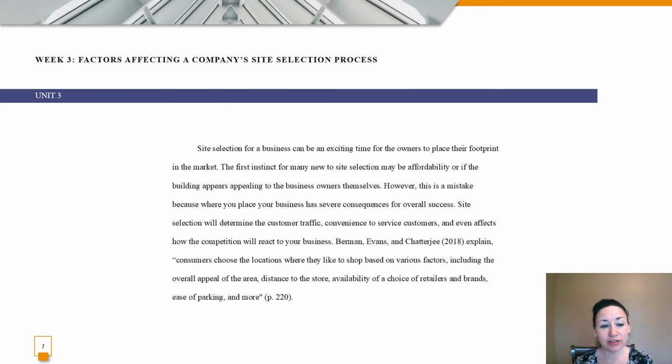Week 3, factors affecting a company's site selection process. Site selection is very important. I'm just going to kind of paraphrase. Site selection will determine the customer traffic, convenience to service customers, and even affects how competition will react to your business. So site selection is extremely important.